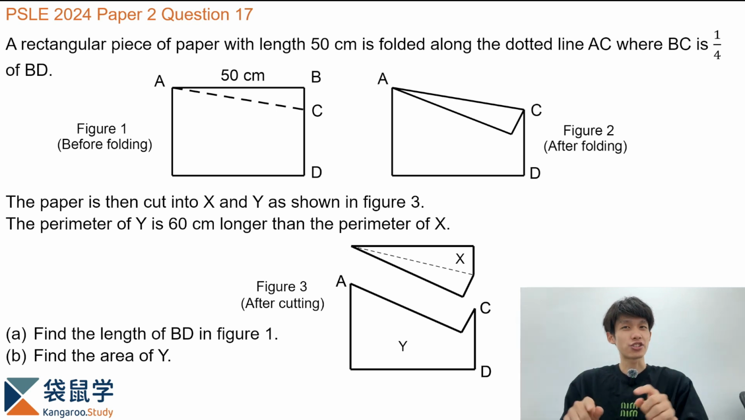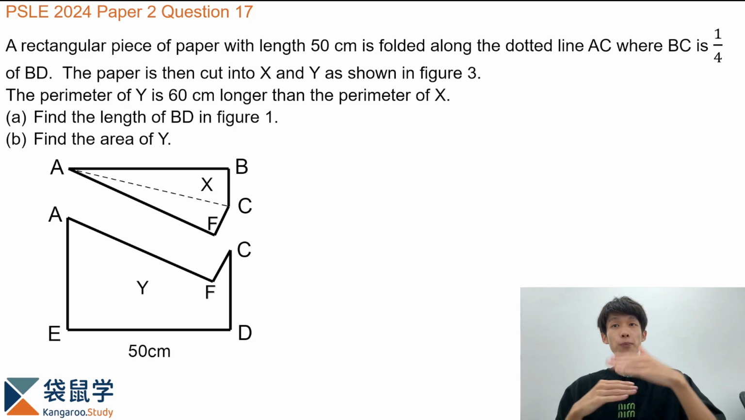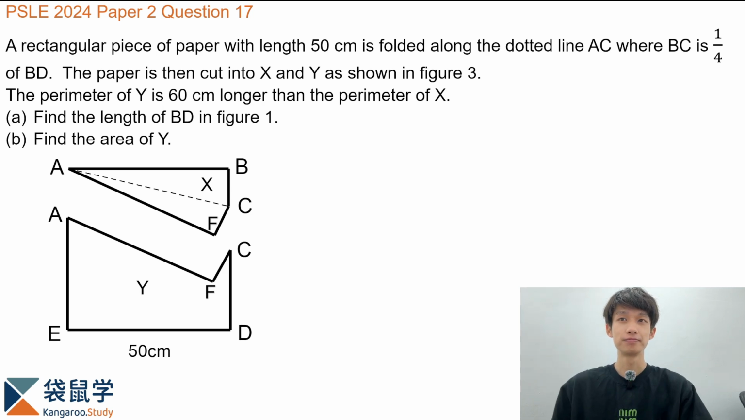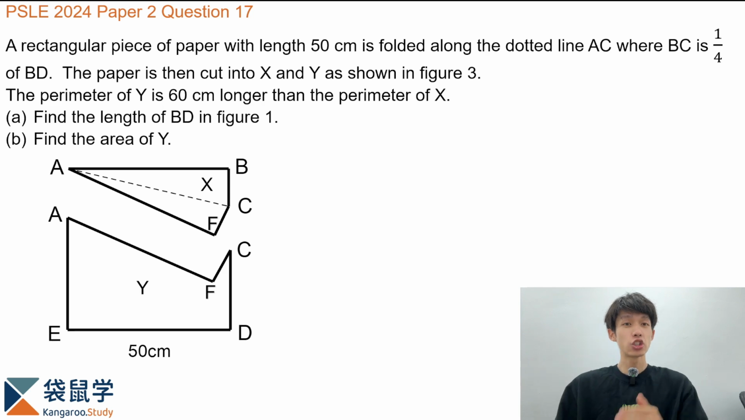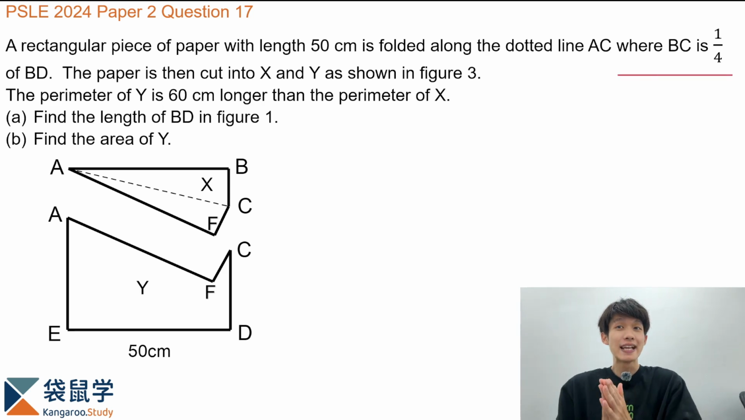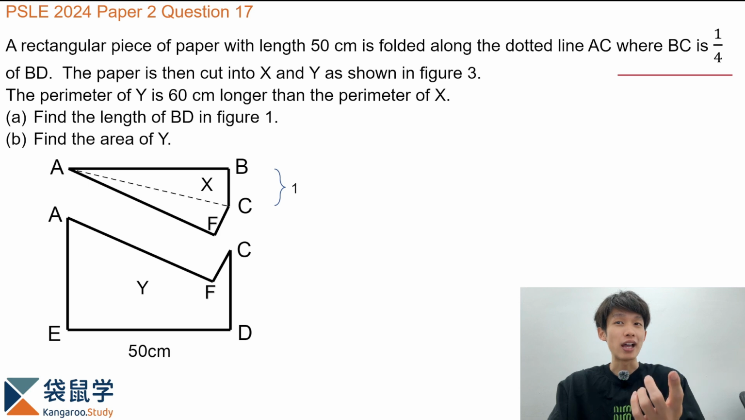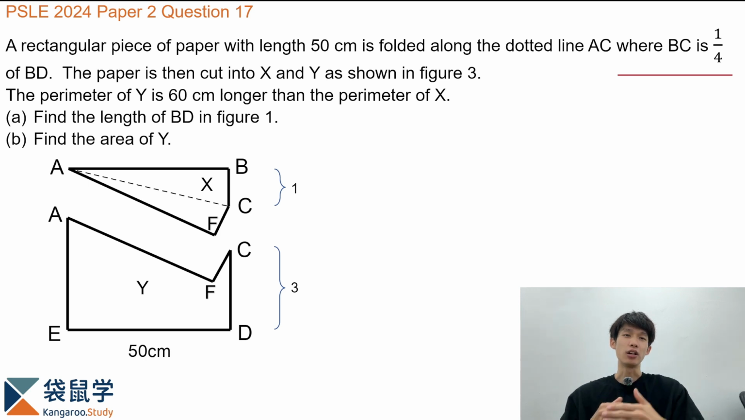This question is so long, so let's make it concise and leave some space for writing the steps. Starting from the first one, find the length of BD. What do we know about BD inside this figure? We can see that BD can be cut into BC and CD. What should be the relation between BC and CD? From the information, BC is 1/4 of BD. So in that case, BC can be seen as 1, so CD can be seen as how much? 3. Very good, 3.